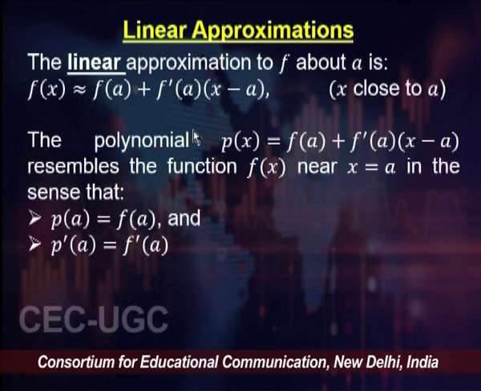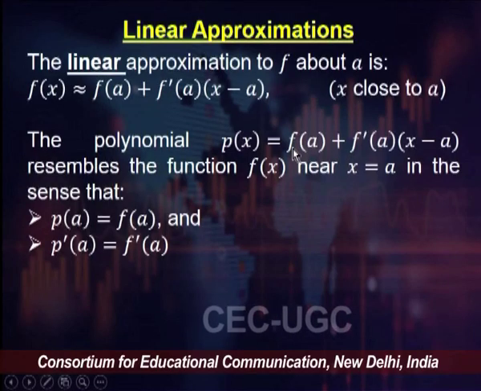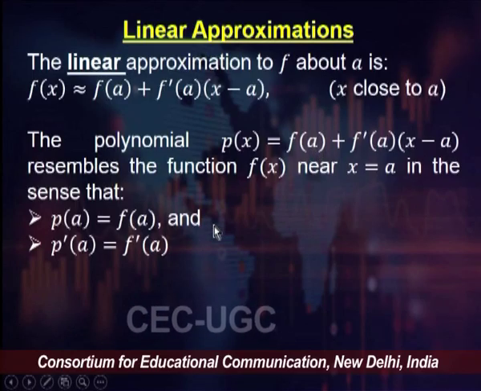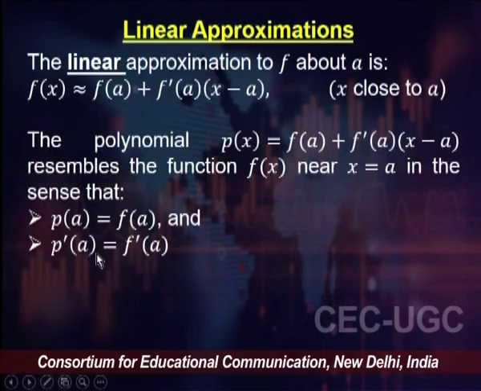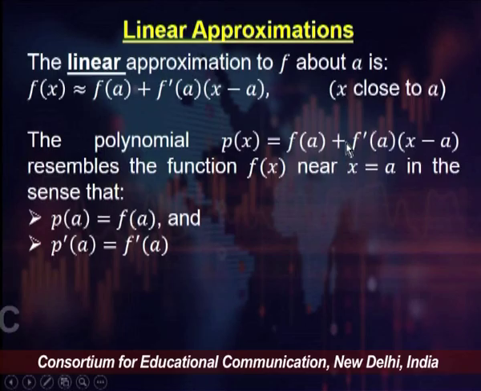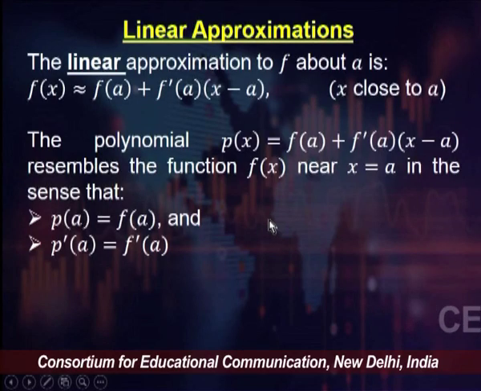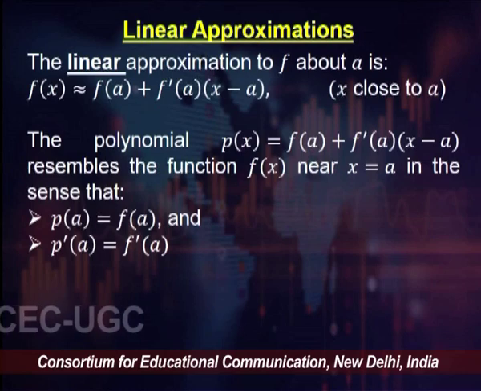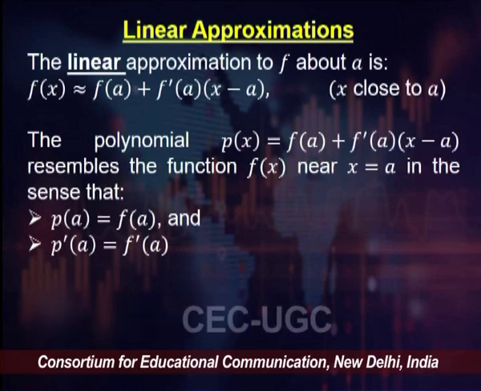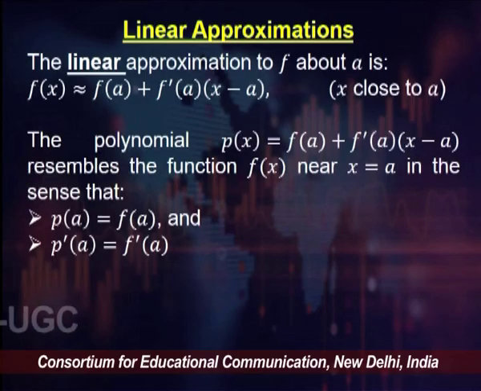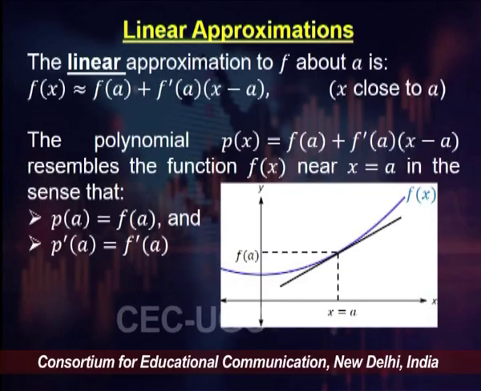First of all, if you look at this expression here, the value of the polynomial at a, what is that going to be? If I put x equal to a here, I'm going to get exactly f of a. And similarly, the derivative of the polynomial at a is going to be f prime at a, because the moment you put x equal to a, the second term vanishes. So we have these two aspects: p of a is equal to f of a, and the derivative of p at a is also equal to the derivative of the function at a. Note that the approximation is exact at x equal to a.